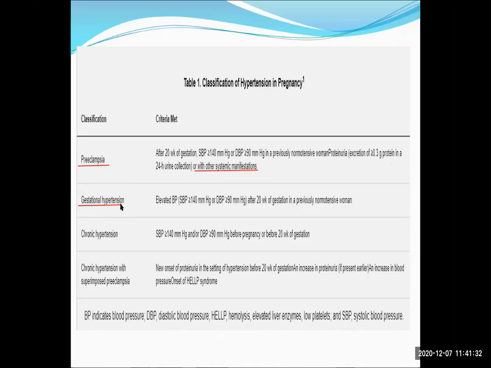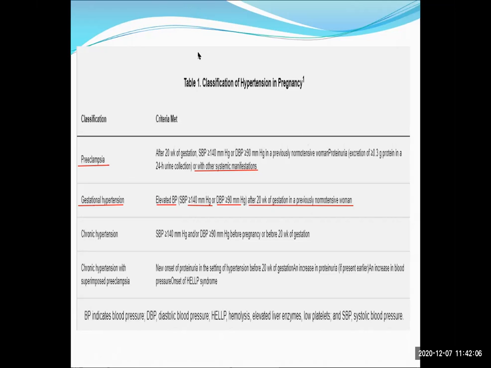Now, gestational hypertension simply means elevated blood pressure that is more than or equal to 140 systolic and more than or equal to 90 diastolic after 20 weeks of gestation in a previously normotensive woman without proteinuria and other systemic manifestation. This is known as gestational hypertension. Just remember, simply blood pressure becomes higher than normal without any other thing. Okay, that is the meaning.